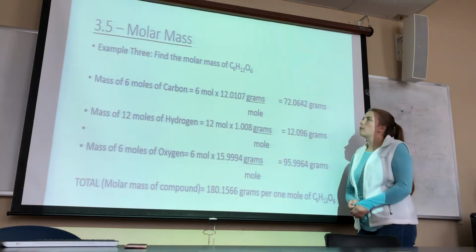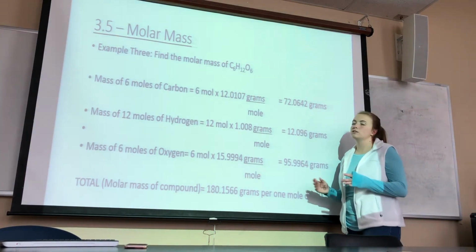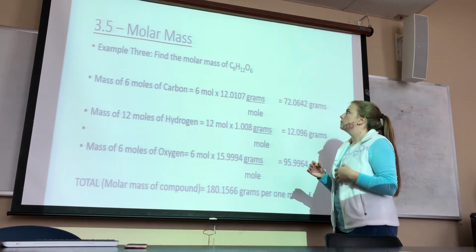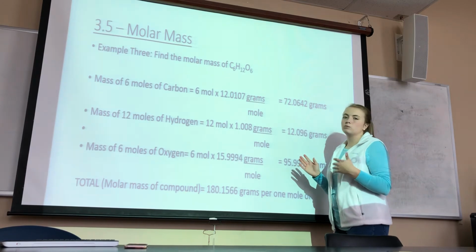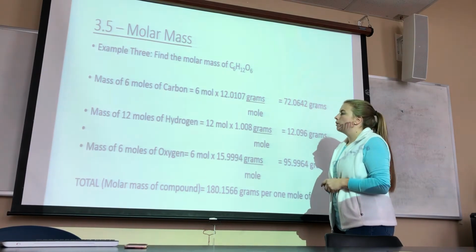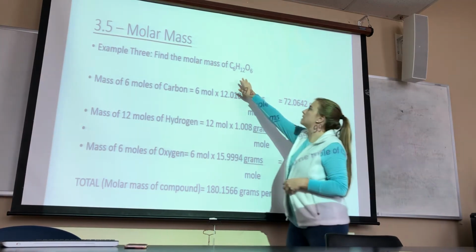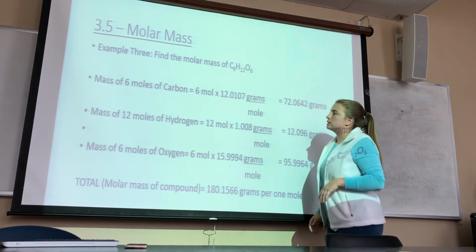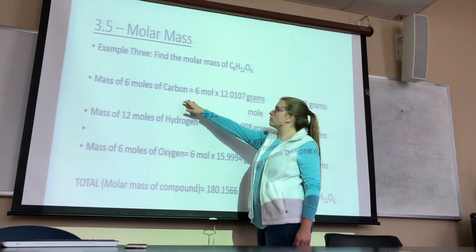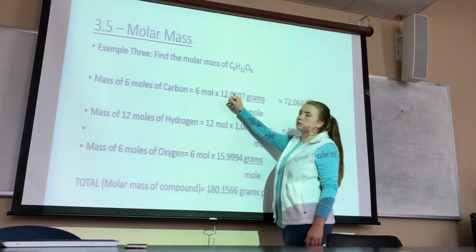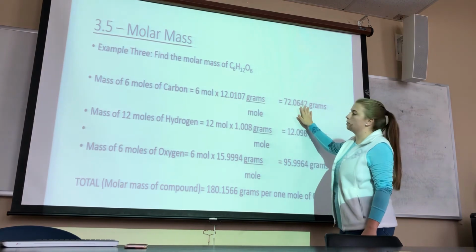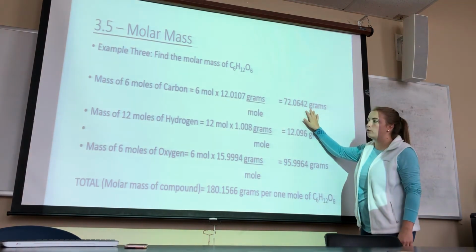Example 3, we're going to find the molar mass of a way more complex one. Each element in this compound has more than 1 mole. So carbon has 6, hydrogen has 12, oxygen has 6. So you're going to take the mass of 6 moles of carbon. So 6 times the atomic mass, canceling out the moles, gives you the number in grams of carbon.